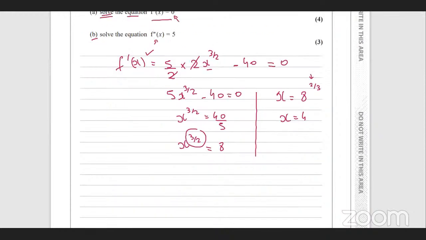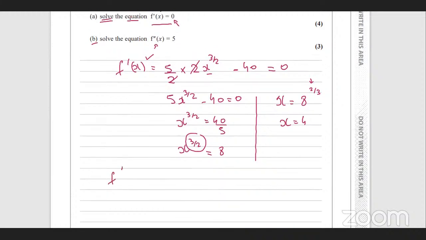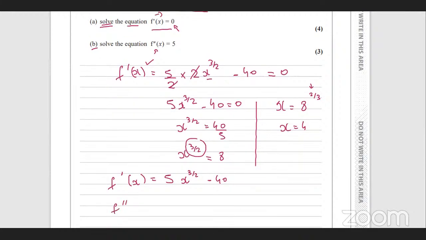So what is the derivative? The derivative, in other words f dash of x, turned out to be 5x to the power 3 by 2 minus 40. Now we are interested in f double derivative. That is going to be 5 multiplied by the power, that is 3 by 2, and 3 by 2 minus 1 is 1 by 2. Derivative of 40 would be 0, and this equals 5, we have been told.